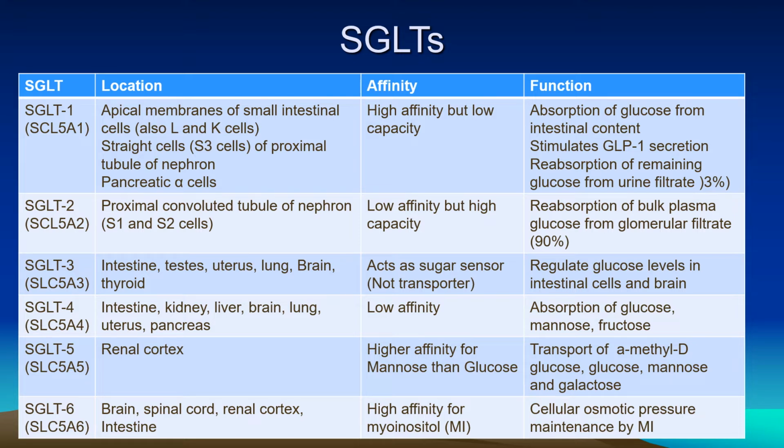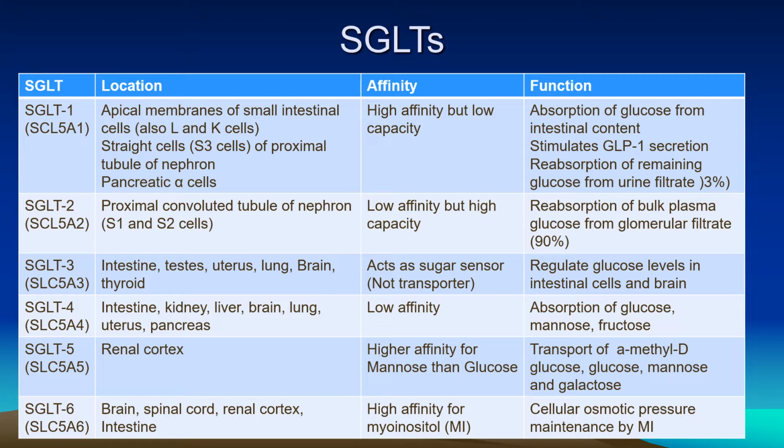SGLT3 is found in intestine, testes, uterus, lung, brain, thyroid, and it acts not as a transporter but rather as a sugar sensor. Therefore, it regulates the sugar levels in intestine and brain. SGLT4 is also found in many organs, including uterus and pancreas. It has a low affinity, and absorption of mannose, fructose, and glucose can occur through its activity.